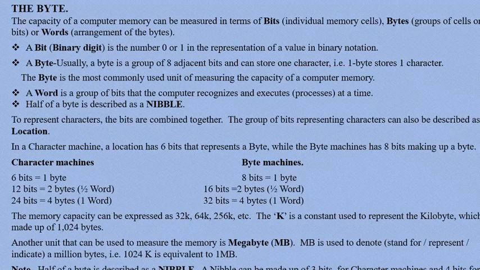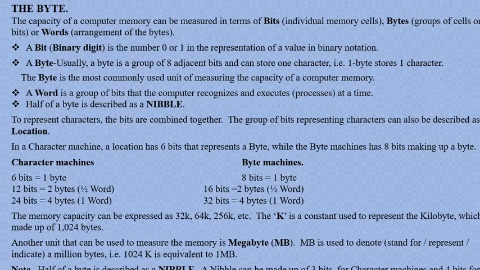Terminologies used in data representation: we have a byte, we have a bit, we have a word, and we have a nibble. A bit is a single character, whereas a byte is a combination of 8 bits. When you have 8 bits, then you have a byte. Then you have a word. A word is a group of bits that the computer recognizes and executes, that is processes, at a time. Then a half word is called a nibble.